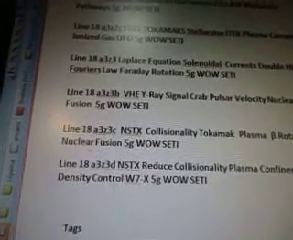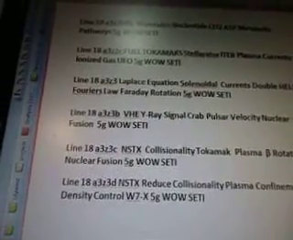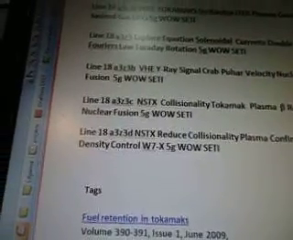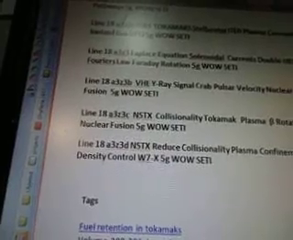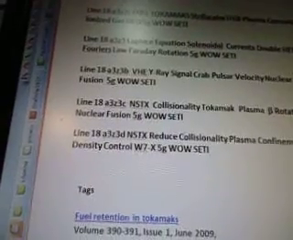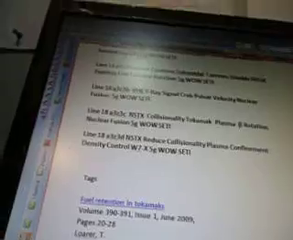Line 18A, 3z3b: VHE, gamma-ray, signal, Crab pulsar velocity, nuclear fusion, 5G Wow Seti. The next one will be line 18A, 3z3c: NSTX, collisionality, Tokamak, plasma beam rotation, nuclear fusion, 5G Wow Seti. The next one after that is line 18A, 3d: NSTX, reduced collisionality, plasma confinement, density control, W7-X, 5G Wow Seti. These ones are all together.